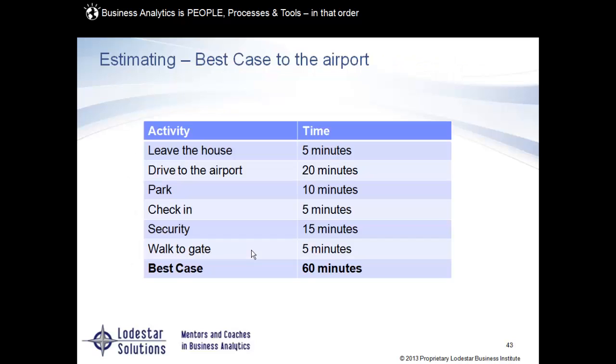So my best case, it takes me 5 minutes to get out of the house. It takes me way longer than that if my husband's going because he takes forever to leave the house. But for me, it takes 5 minutes. Drive to the airport, 20 minutes on a good day. Park, 10 minutes, try to park close, try to park in covered parking. Check in, 5 minutes max. Security, maybe 15 minutes. And walk to the gate, if we're late, it'll be the last gate. So I gotta plan for some time.